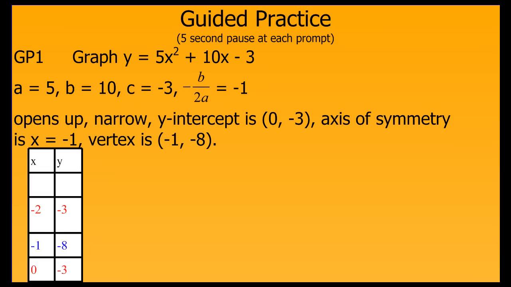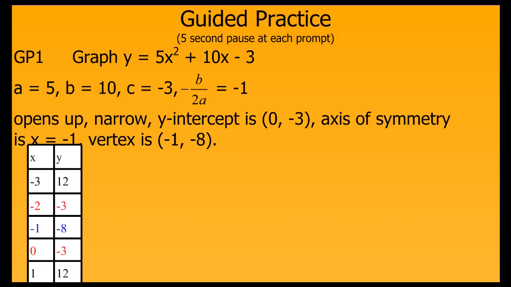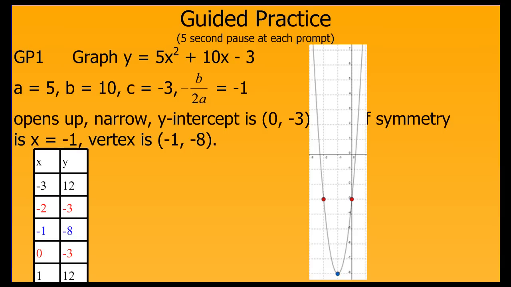Now we know a third point due to symmetry, the point that's opposite and symmetric to our y-intercept. What's next? Now we pick another point that's reasonably close to our vertex. I picked (1, 12). Due to symmetry, I also know that gives us (-3, 12). Now what? Now we graph it, making sure all of our points are represented and that it matches our prediction. It does, so we're in good shape.